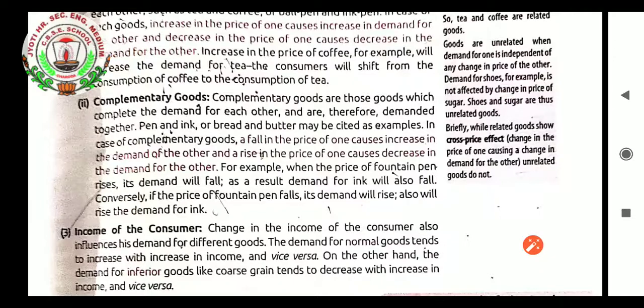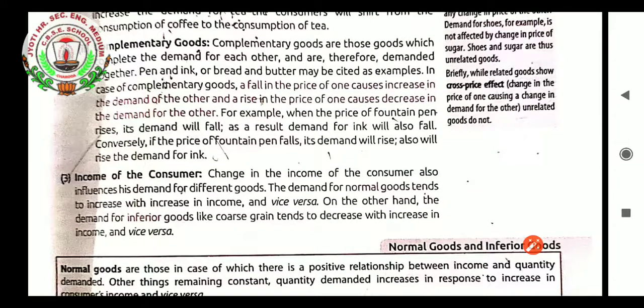For example, when the price of fountain pen rises, its demand will fall. As a result, demand for ink will also fall. Conversely, if the price of fountain pen falls, its demand will rise, and the demand for ink will also rise.